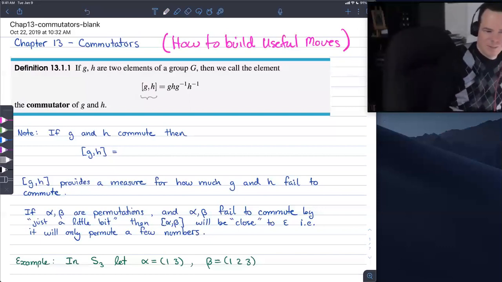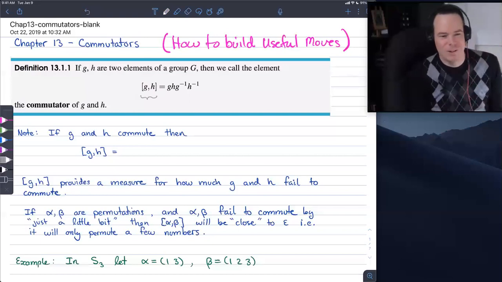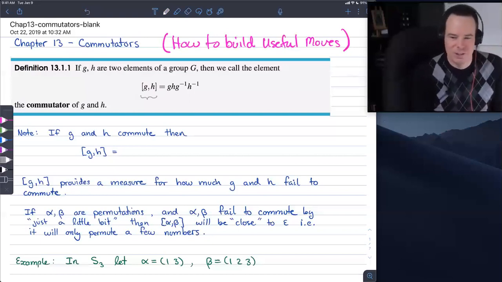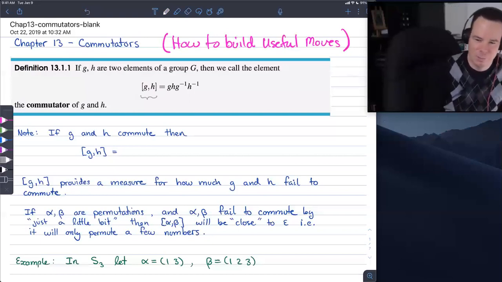Yeah, exactly. These are like puzzle cheat codes. Exactly. Commutators are the puzzle cheat codes. They're the things you're going to use to build moves on all these kinds of puzzles.